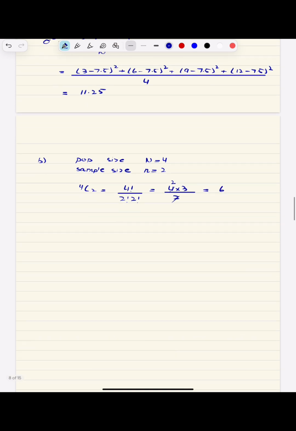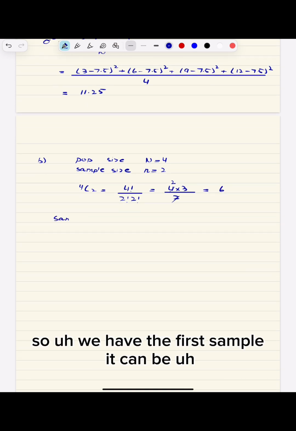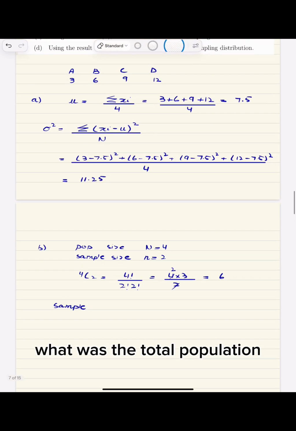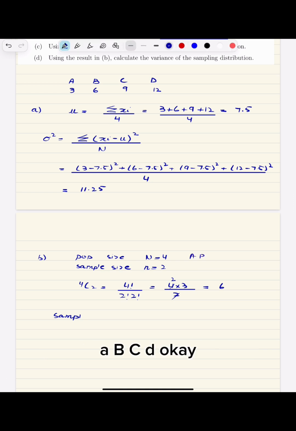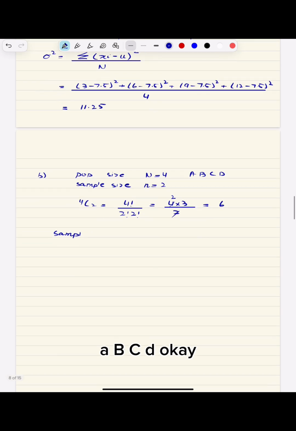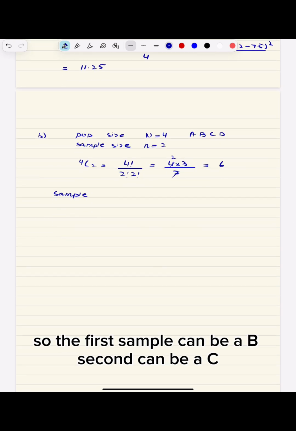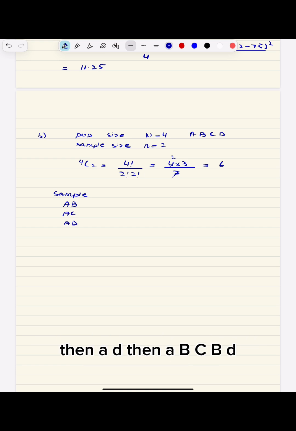So we have the first sample. What was the total population? Population had A, B, C, D. So the first sample can be AB, second can be AC, then AD, then BC, BD, CD.